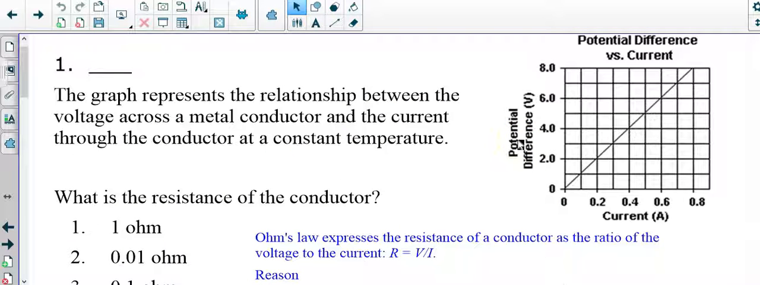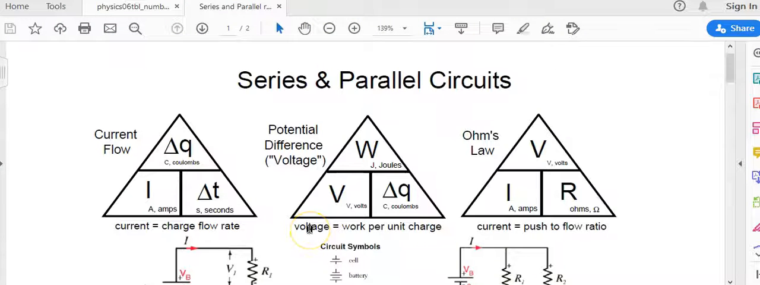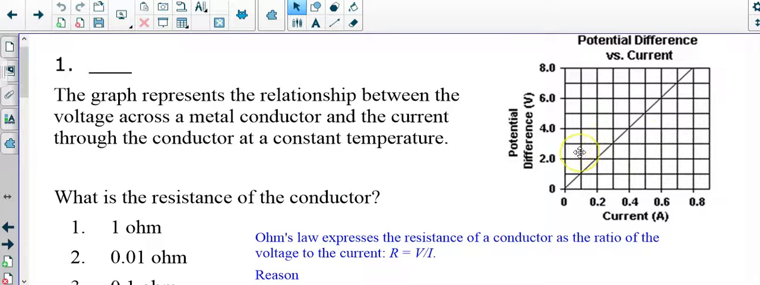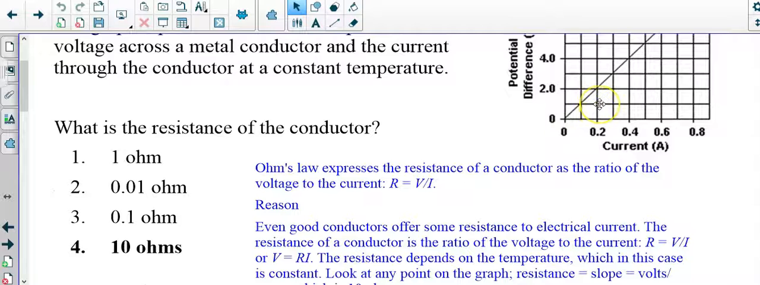Let's take a look at problem number 1. The graph represents the relationship between the voltage across a metal conductor and the current through the conductor at a constant temperature. What is the resistance of the conductor? When we look at this graph, on the y-axis it's the potential difference V, and on the x-axis it's the current in amps, which is really the symbol I. If we remember from our Ohm's law triangle, I is V divided by R. So that means V divided by I is resistance. Therefore, the slope of this line is the resistance. V divided by I is resistance, and of course that gives us 10 ohms.